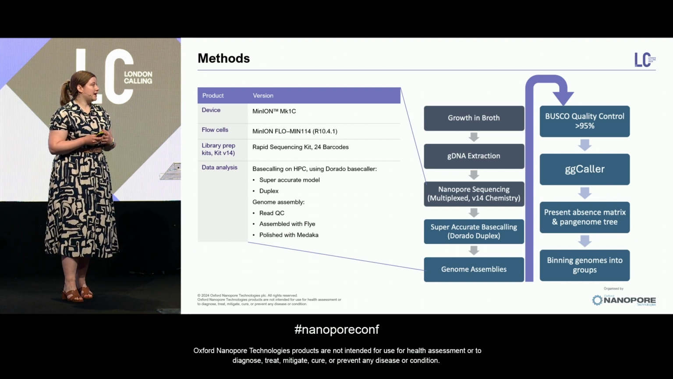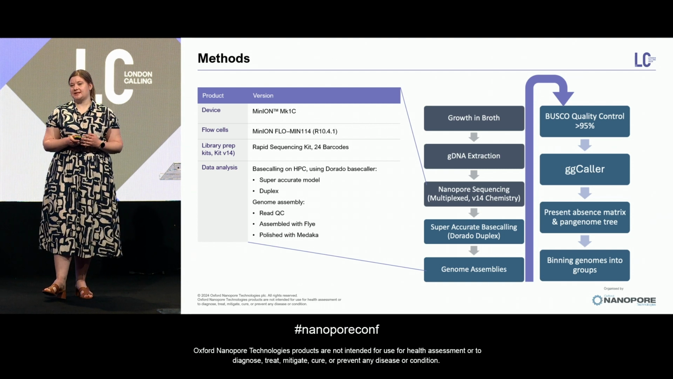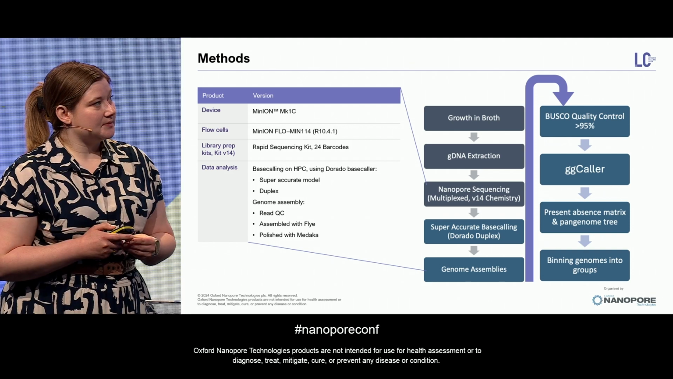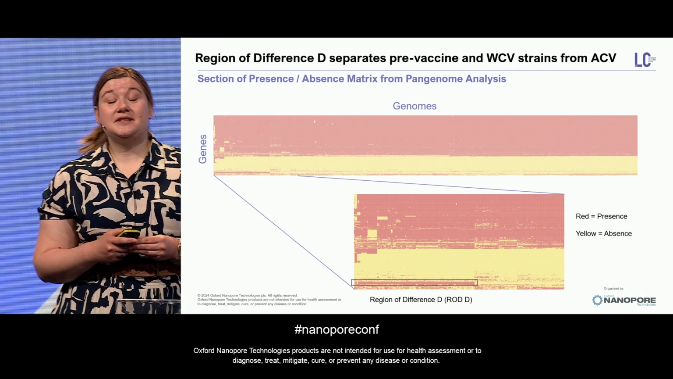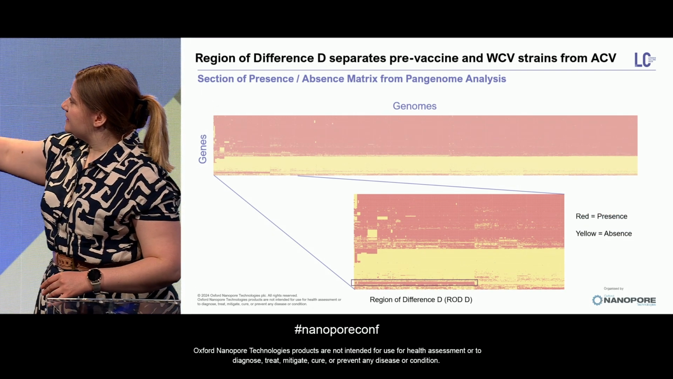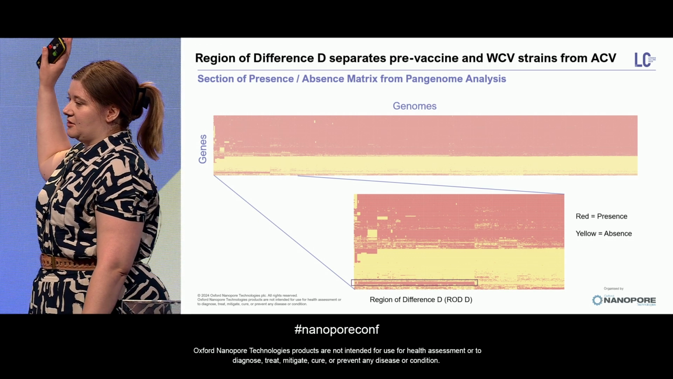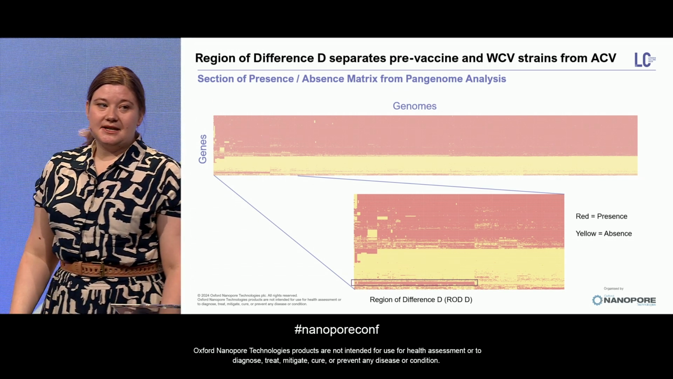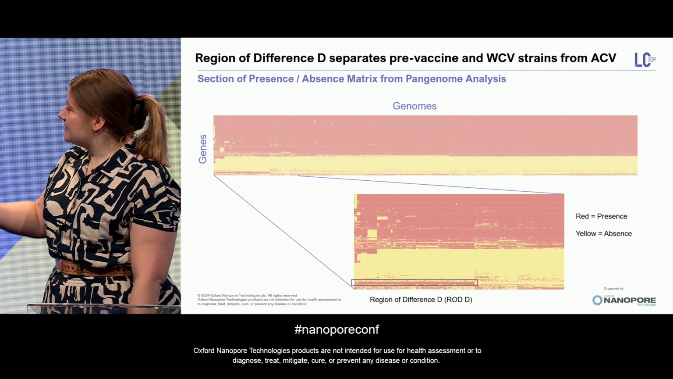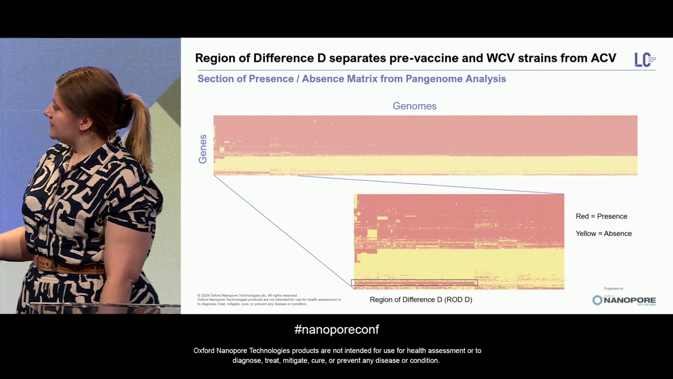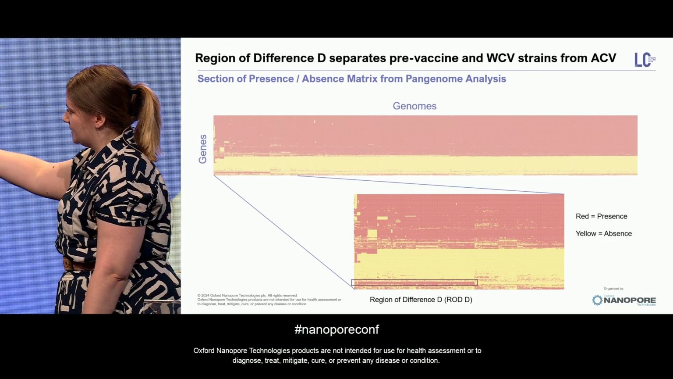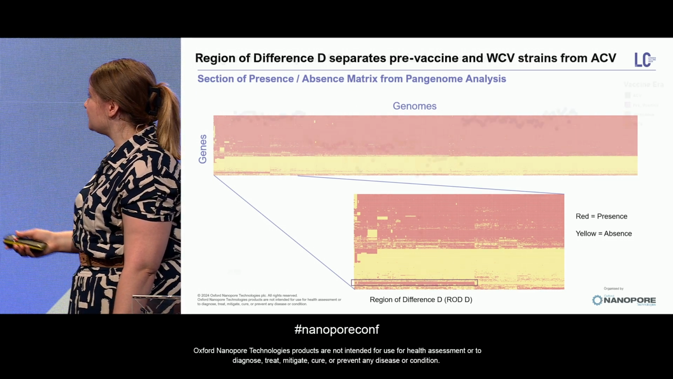And this was able to output a presence-absence matrix and a bunch of other stuff to look at what genes are in what genomes. So this is just a snippet from the matrix, but we've got genes down the side and the genomes that they're in across the top. And as expected for pertussis, it's highly conserved, a lot of the genes with very few regions of difference. But one in particular stood out, this region of difference, which I term ROD-D.